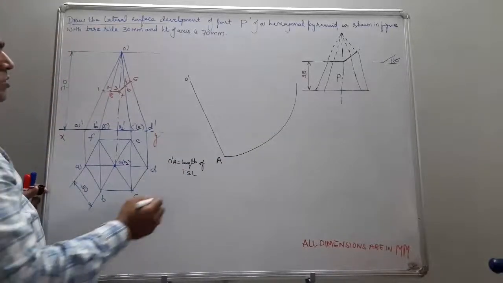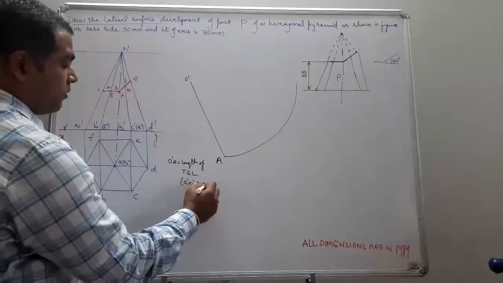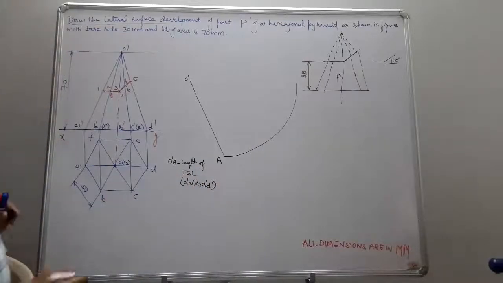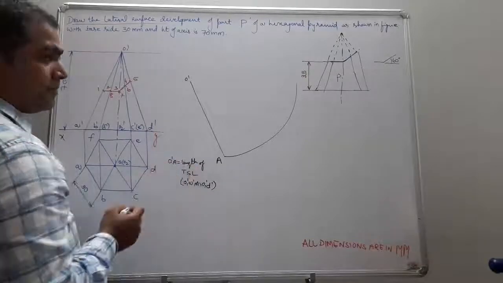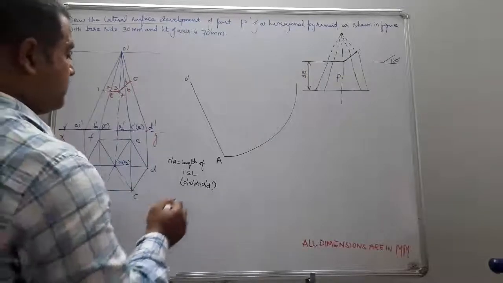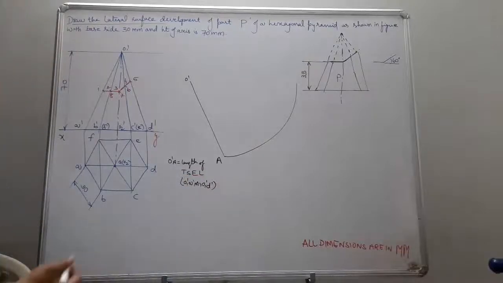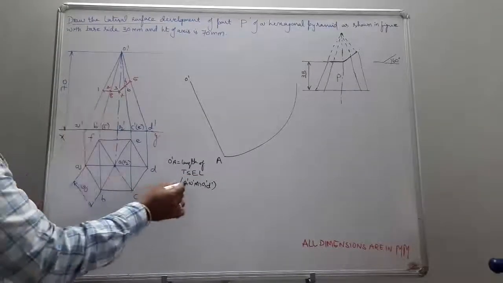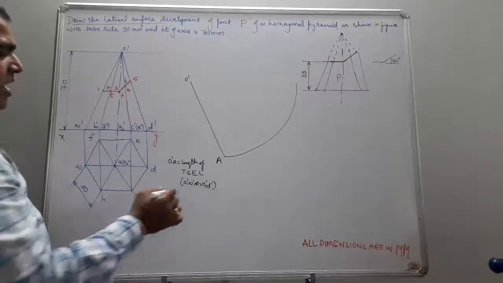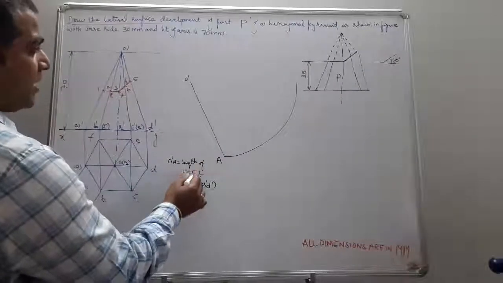So what are the true slant edges here? O dash, O1 dash, A dash, or O1 dash, D dash. These are the true slant edges. TSL means true slant length. Let us consider TSL, true slant edge length. So here O dash A, O1 dash A dash and O1 dash D dash is your true slant edge, and this is going to be the true slant edge length.